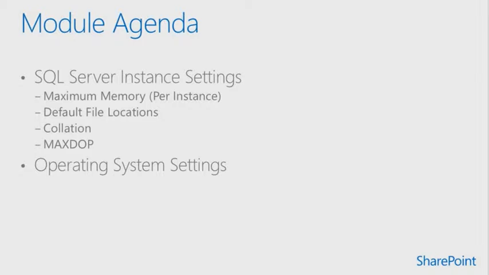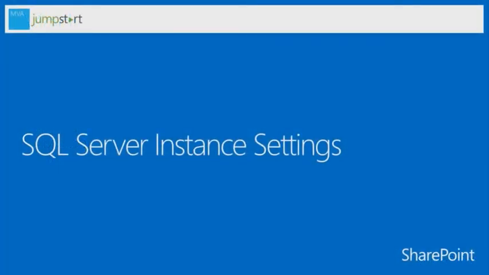And then the max degree of parallelism. If you read online about what that is, you'll probably hear some stuff on setting it to numbers that probably won't be beneficial for SharePoint. So we'll talk about that. And then operating system settings. There's actually just a file system level setting that would be beneficial for SharePoint as well.